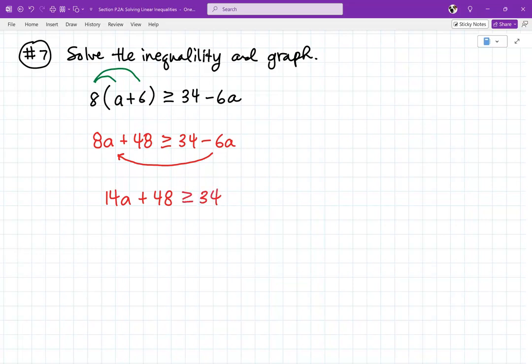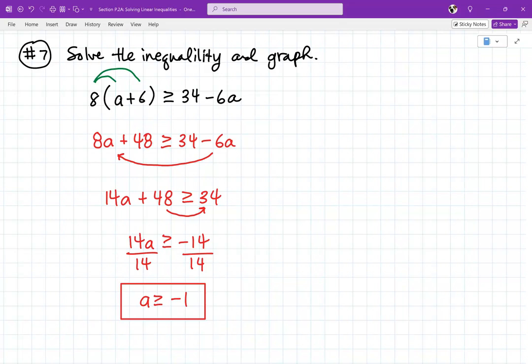And let me just move the 48 over to the right side. Okay. So 48 goes over to the right. It's positive right now. When it moves over, it becomes negative. So I get 14a greater than or equal to negative 14. And now I'm going to divide both sides by 14. So a is greater than or equal to negative 1.